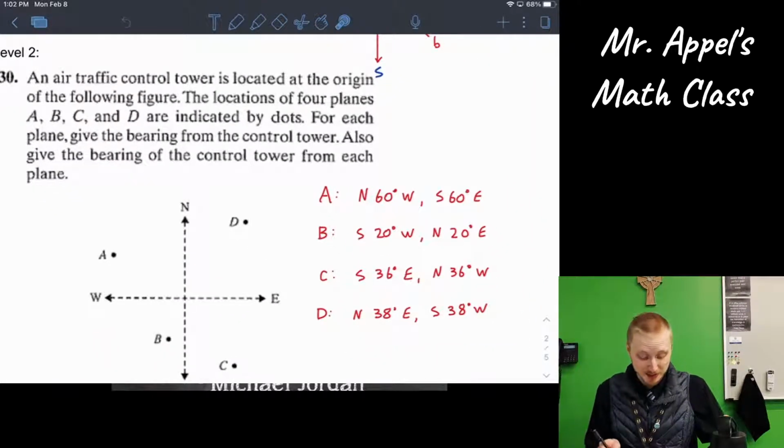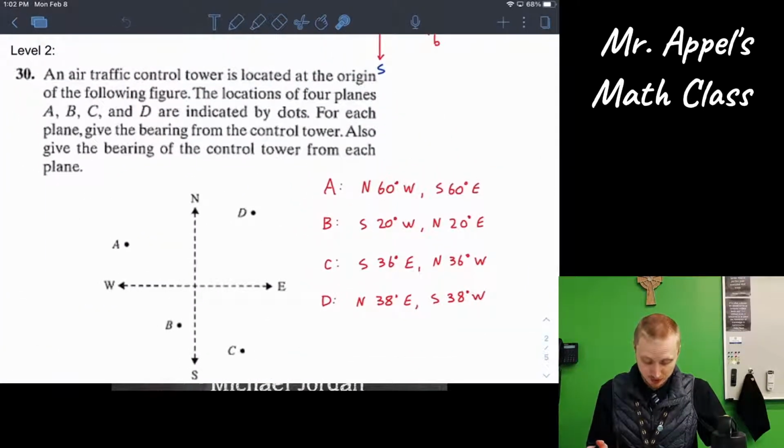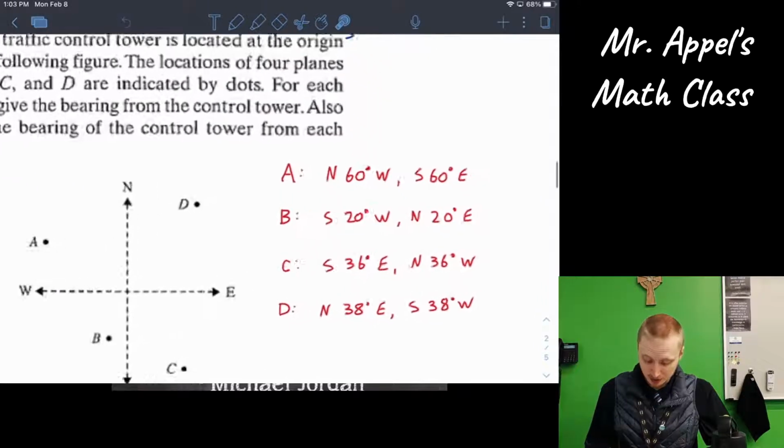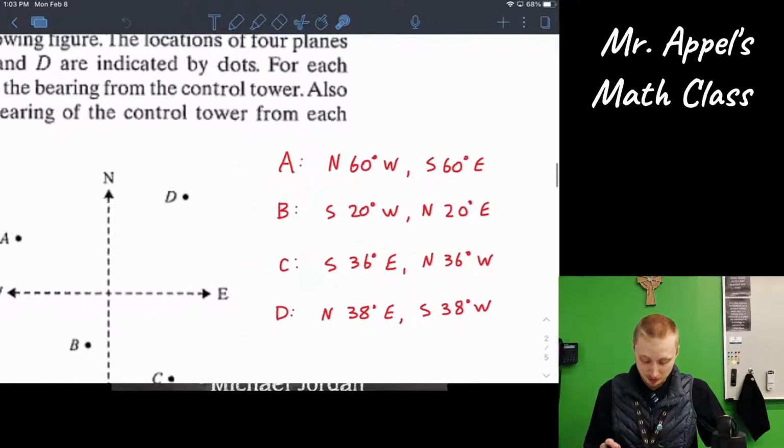So here now we have the bearings of some planes that they give you in the graph, and you've got to figure out thereabouts what angle those make. And you can get out your protractor and measure them. So the neat thing here, and this is where bearing really comes in handy, is notice the comparison from tower to plane versus plane to tower, right?